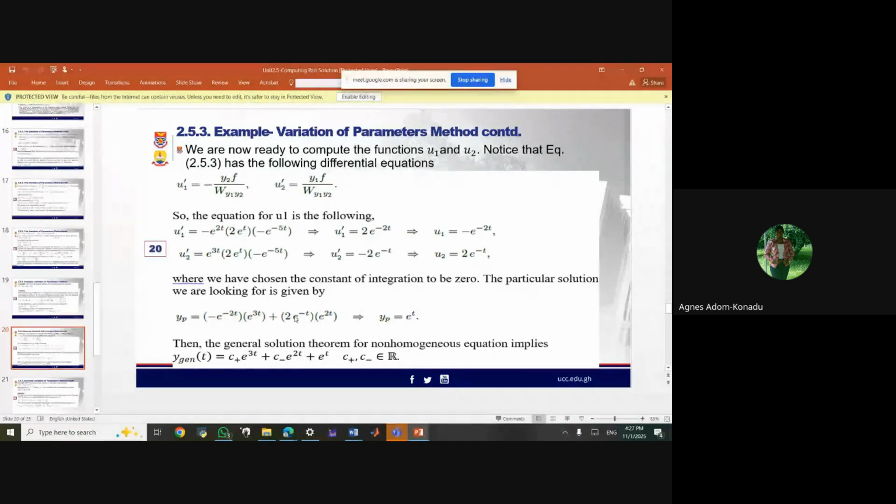This is 2e to the power minus t times e to the power 2t. You just take your time to simplify and you will see that you're going to get e to the power t. So that is my y sub p. So the general solution will be the homogeneous part, which is c1 e to the power 3t plus c2 e to the power 2t, all plus my y sub p, which is e to the power t. So that's how to go about the method of variation of parameters.